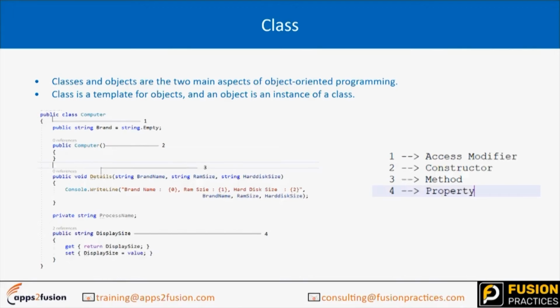Classes. We are working on object-oriented languages, so classes must be available. Classes and objects are the two main aspects of object-oriented programming. A class is like a template. An object is the instance of a class. How can we say which is the class and which is the object?